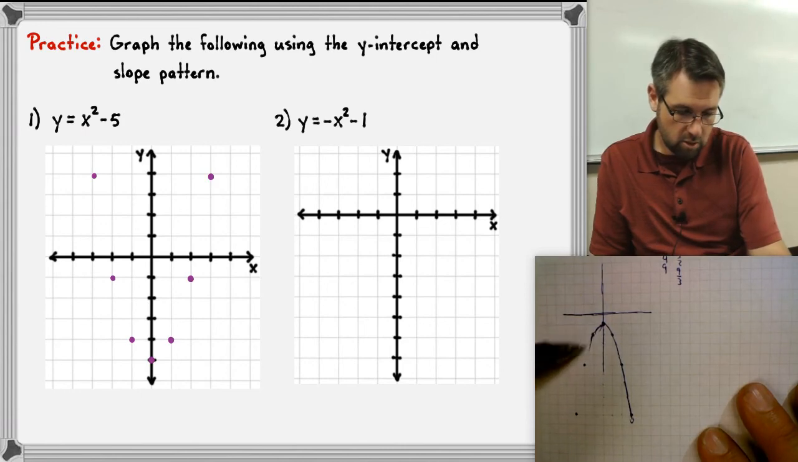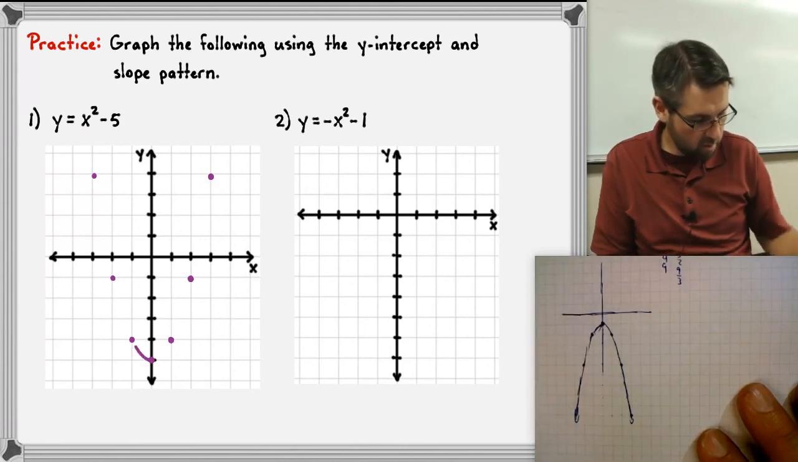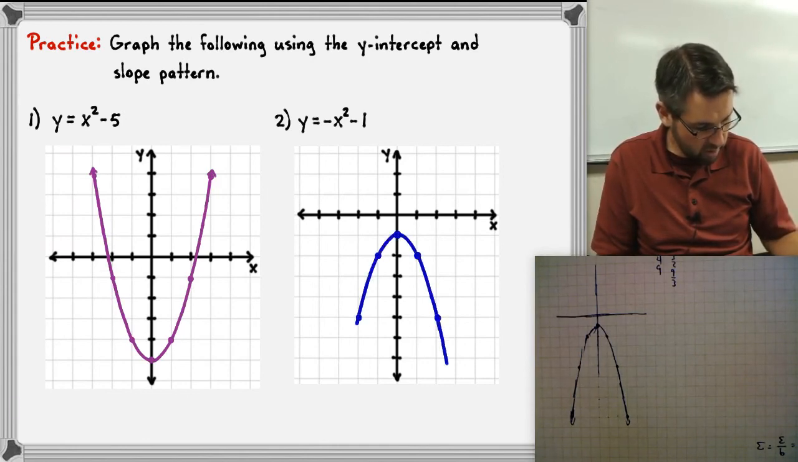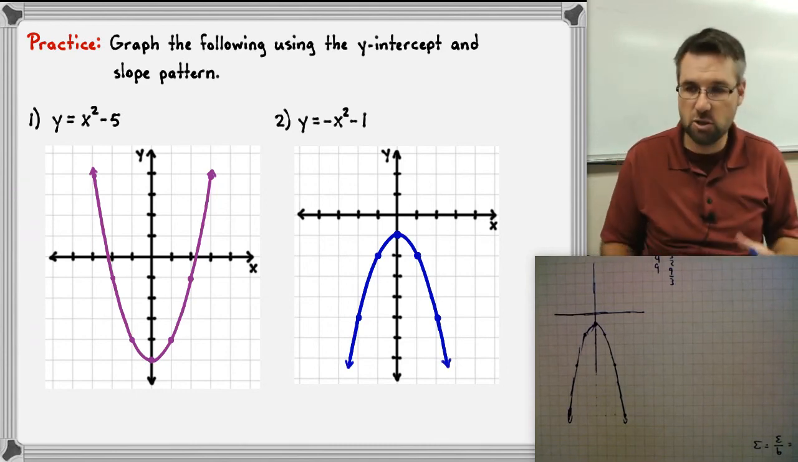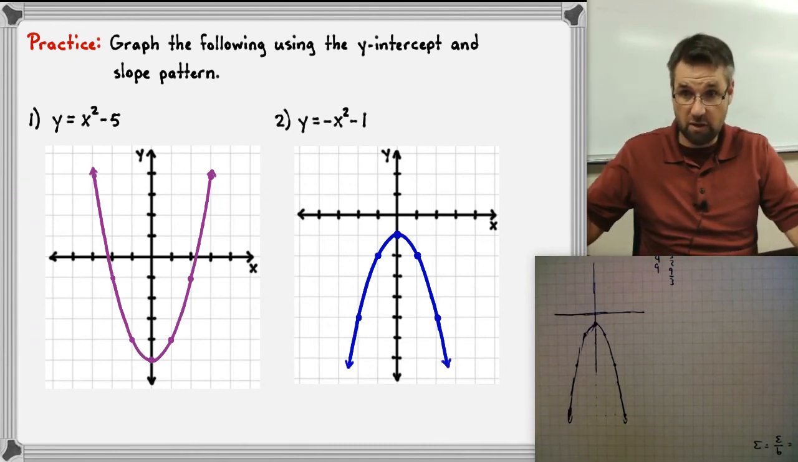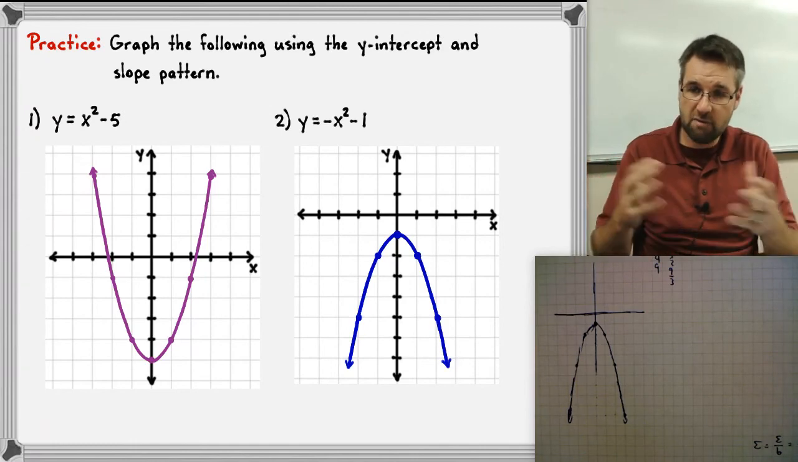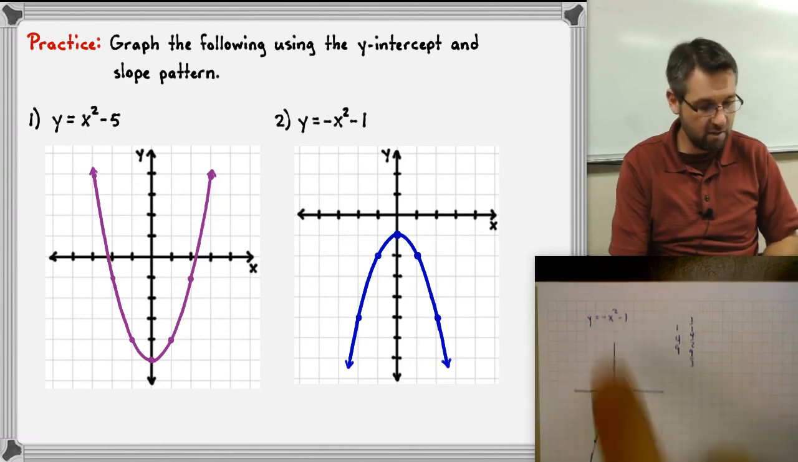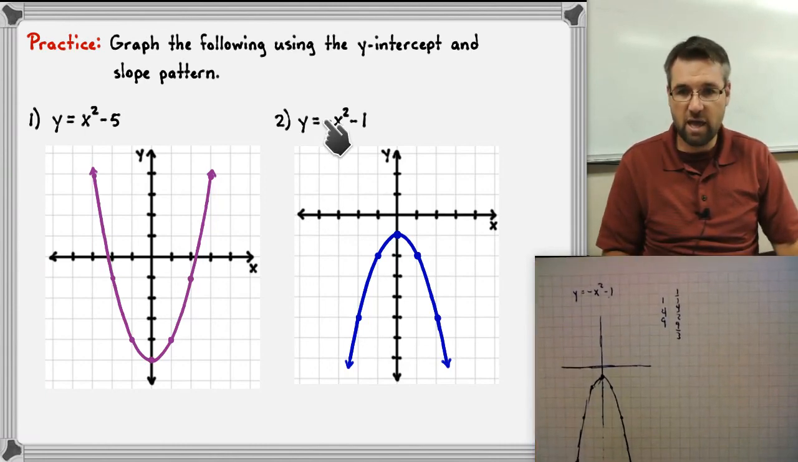Okay, so that wraps up the concept. Let's summarize these ideas so we know that we're in a good place. The parent function of a parabola is y equals x squared, and everything's built off of that. If the a value in front of the x squared is negative, that means it opens down. If the a value is positive, it opens up. We start in these basic ones at a y-intercept of negative 5 and a y-intercept of negative 1.